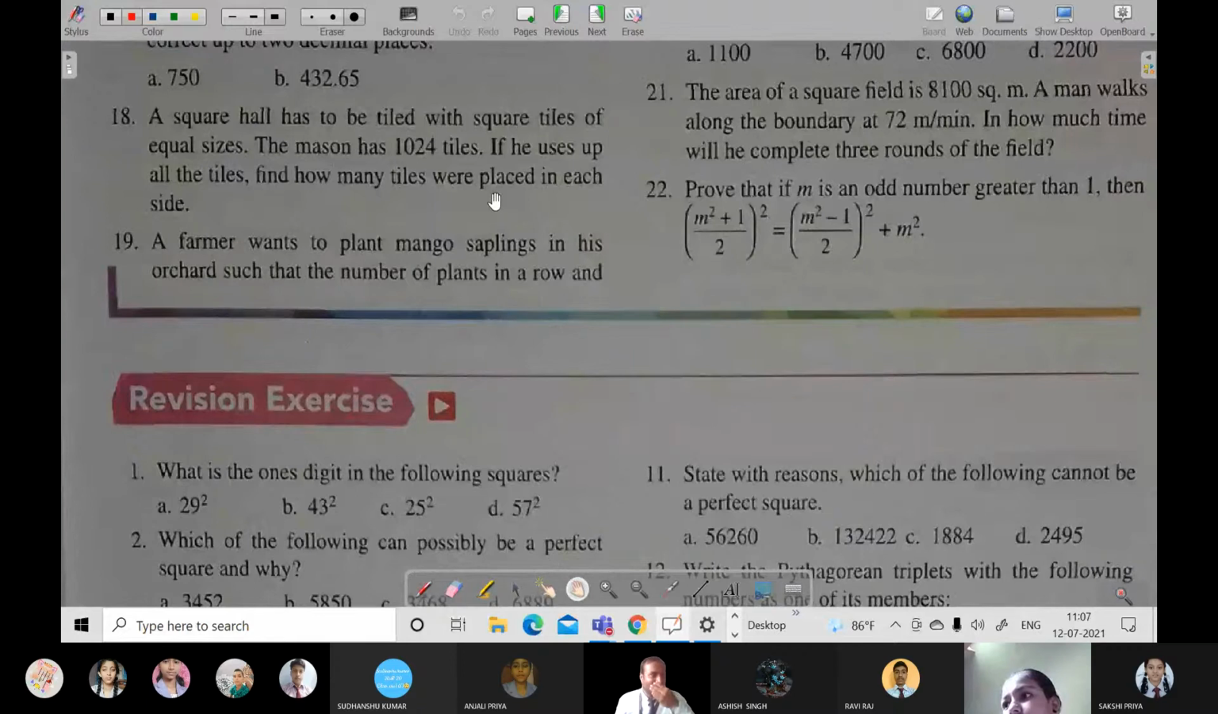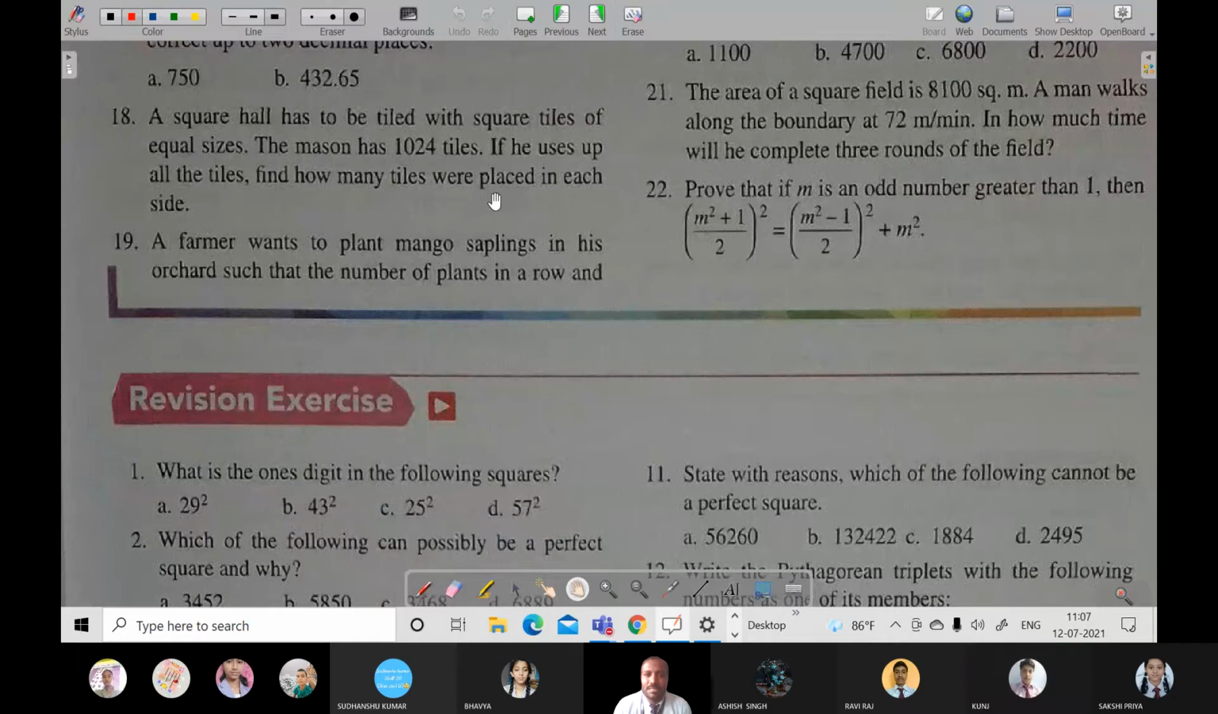So just see here, question number 18. A square hall has to be tiled with square tiles of equal sizes. The mason has 1024 tiles. If he uses up all the tiles, find how many tiles were placed on each side. So of course here you have to find the square root. Why? The square root of 1024, because the hall is also a square hall.